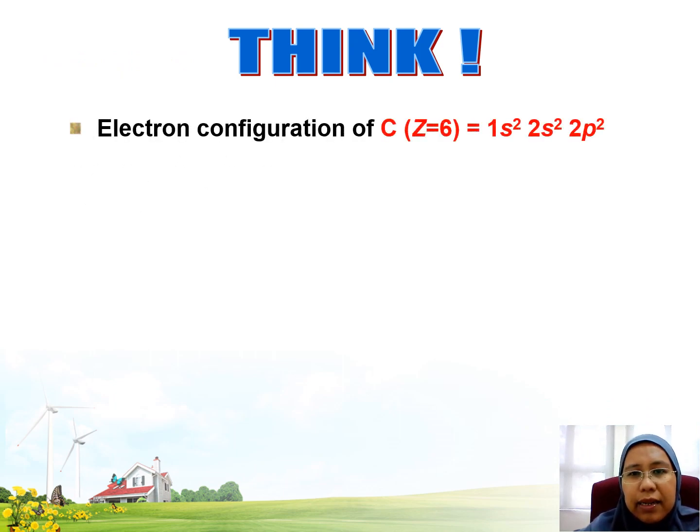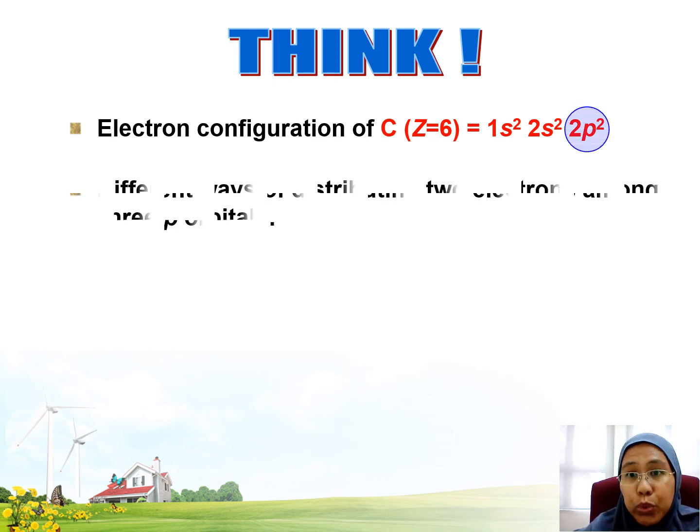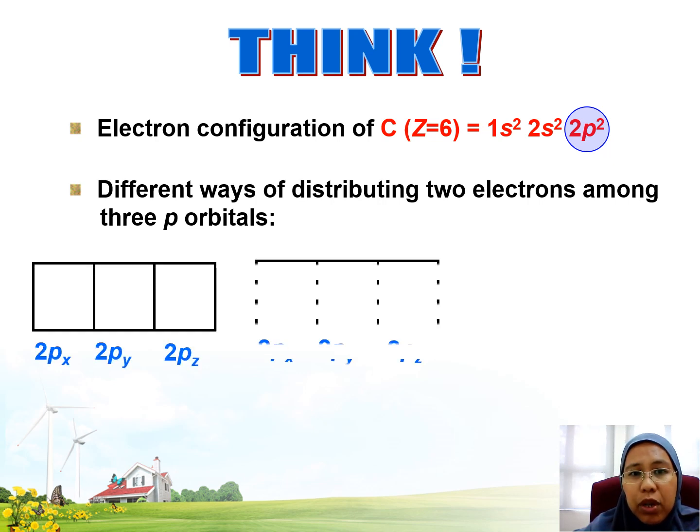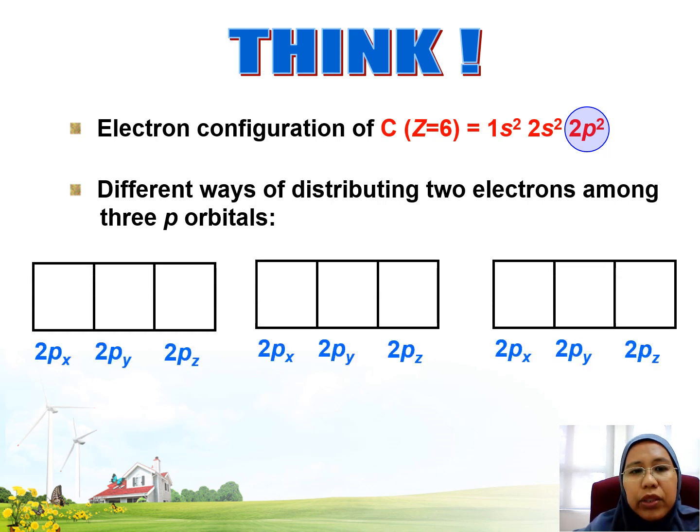Let's consider carbon, which has the electronic configuration 1s2, 2s2, 2p2. Different ways of distributing 2 electrons among 3 p orbitals are, on the left, 2 electrons in one orbital. In the middle, 2 electrons in different orbitals. And on the right, 1 electron for each orbital, and those electrons have the same spin.